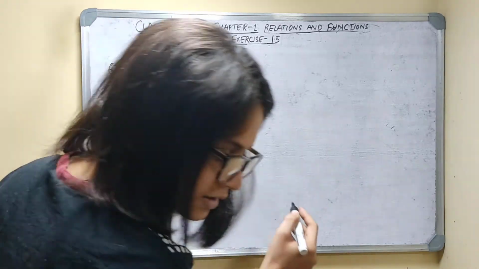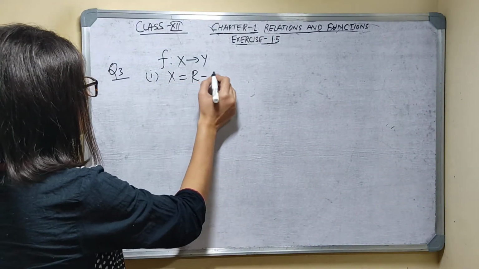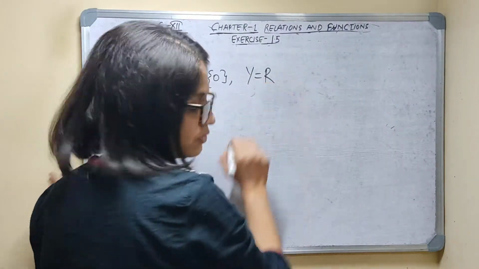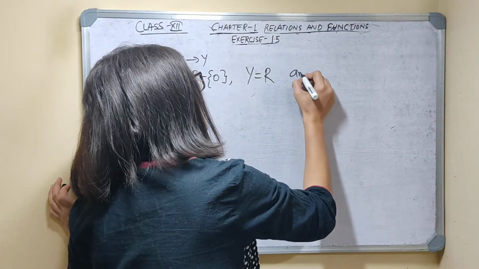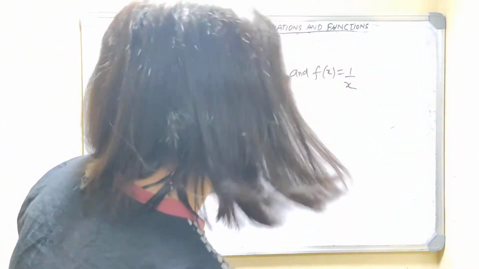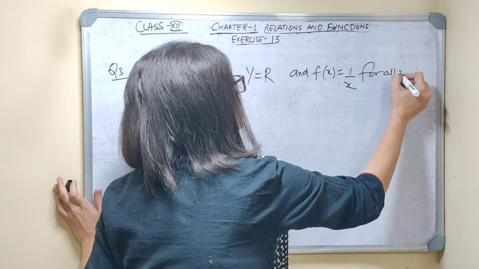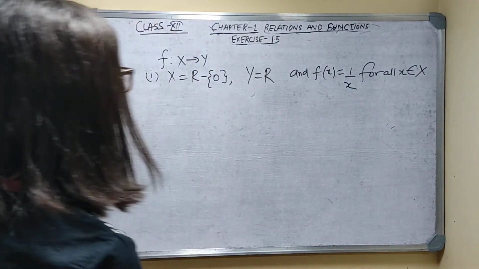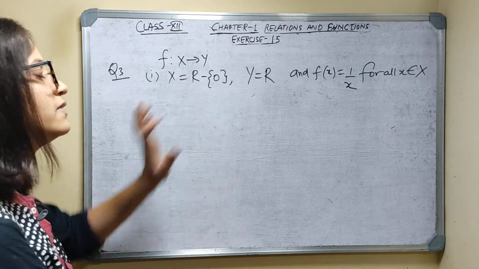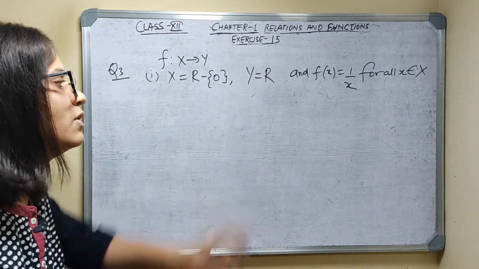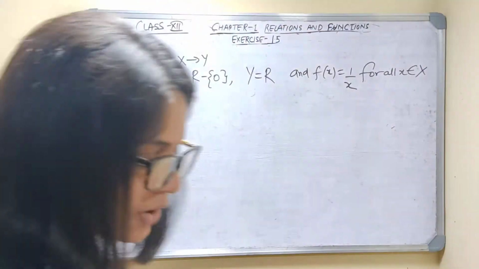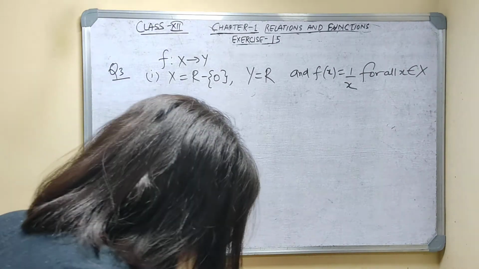First part they are asking: X is equal to R minus {0}, excluding 0, and Y is equal to R, and f(x) is equal to 1 by x for all x belongs to X. Is it clear? So f is a function defined from X to Y. X is equal to real numbers minus 0, that 0 I can't take. Y is equal to R. And f(x) is given as 1 by x for all x belongs to X. You have to explain why the following functions do not have an inverse.